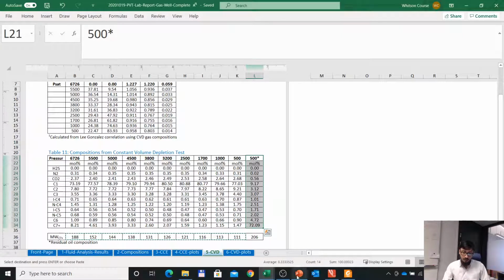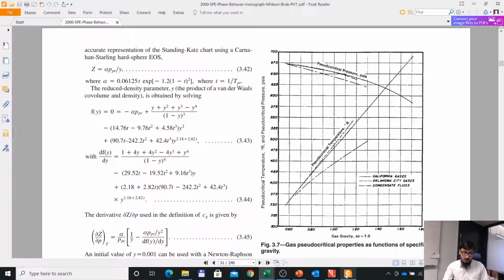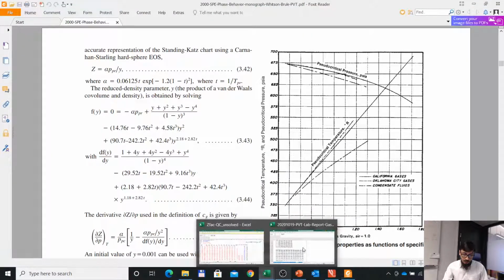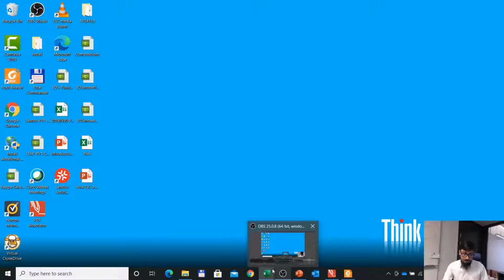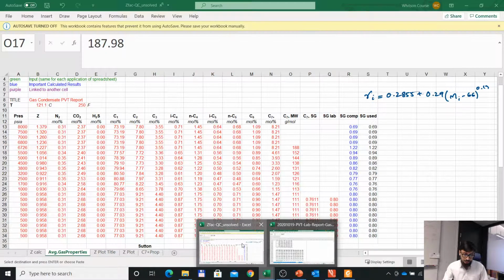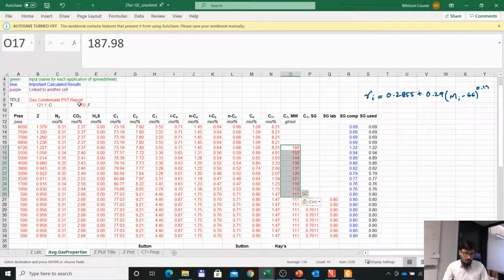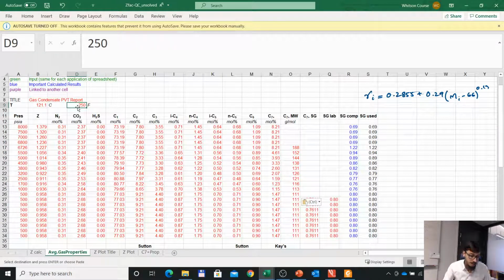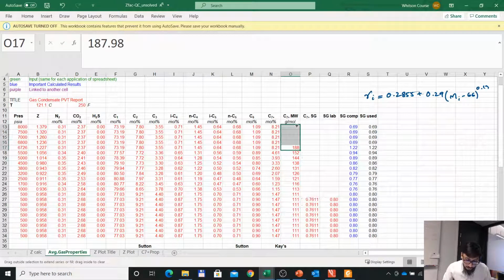And so we have at least all the data here in the Excel spreadsheet. Also, it's very important to enter the correct temperature used for the PVT experiment, which is 250 °F. So that's something we have entered here. The C7 plus molecular weight, we just keep the same for all pressures higher than saturation pressure.